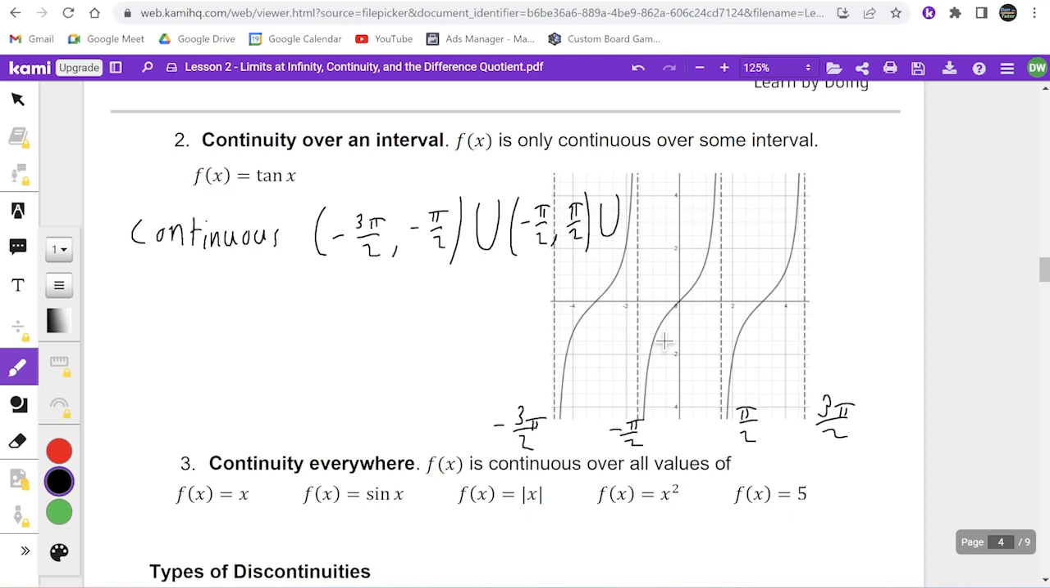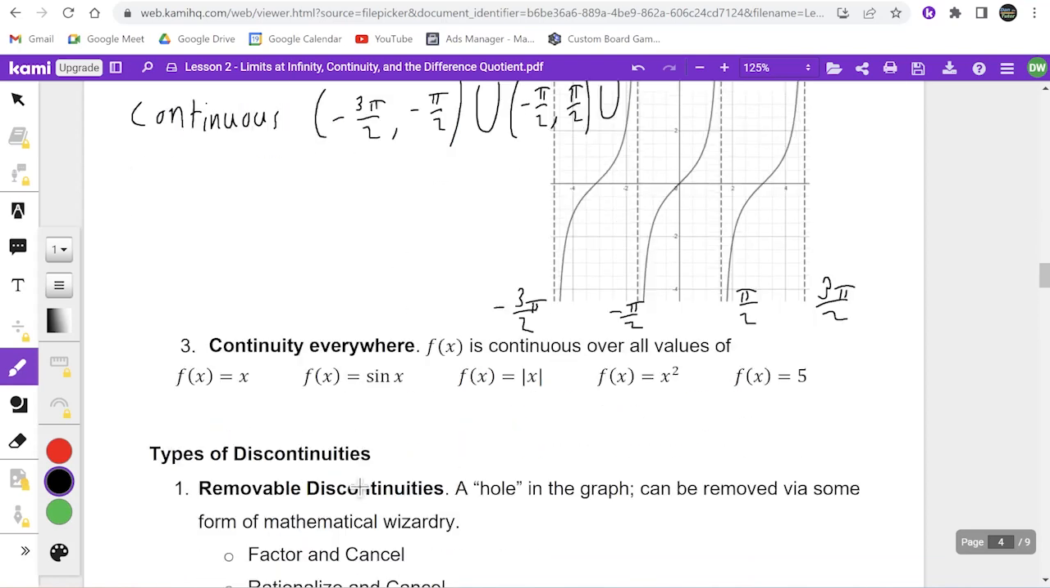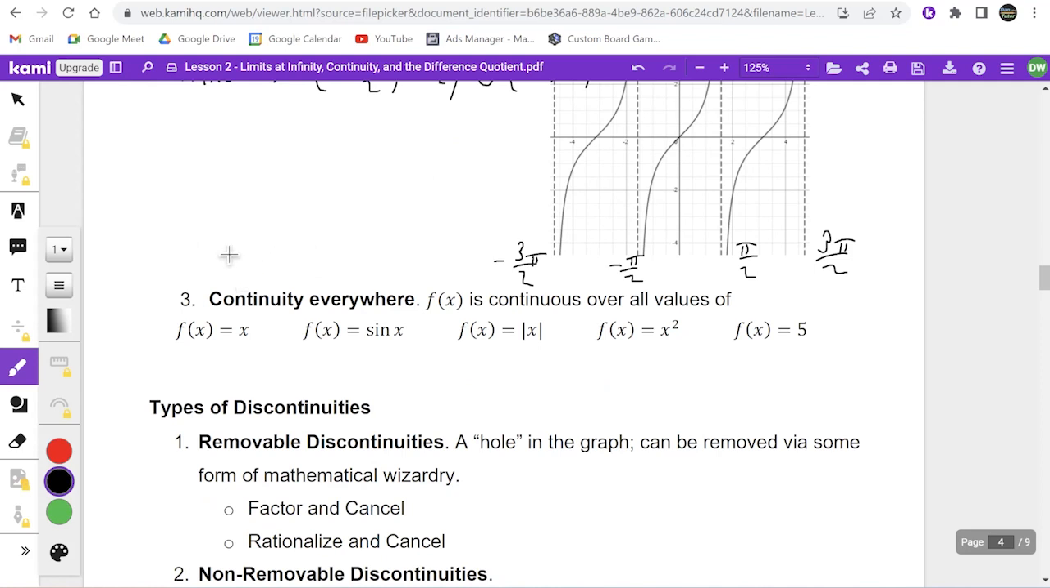And then down here, the last kind of continuity you can have is continuity everywhere. This basically means if you were to write it as an interval, you would write negative infinity comma positive infinity because it's continuous everywhere. Now, as a matter of fact, most functions in the world that I can think of are continuous everywhere. Let me prove it.